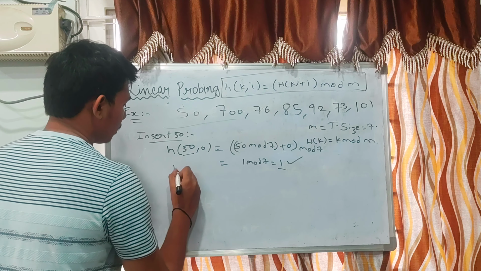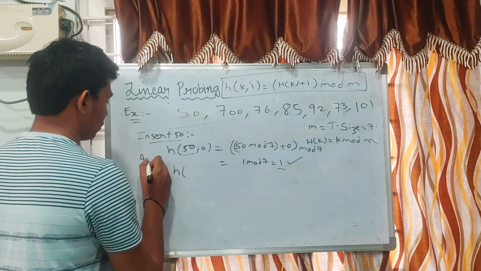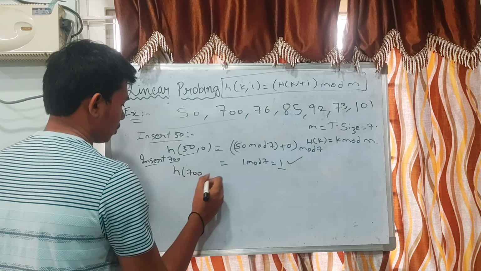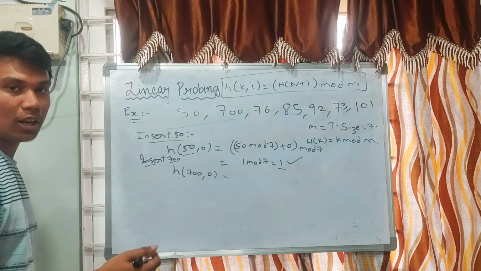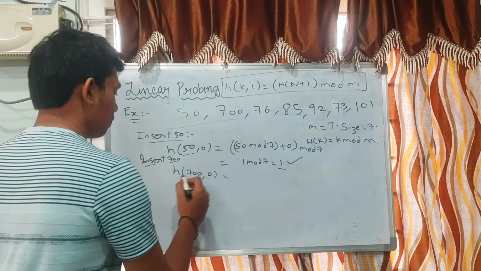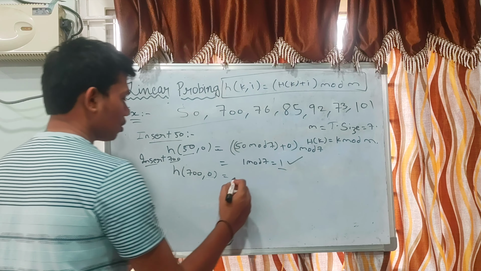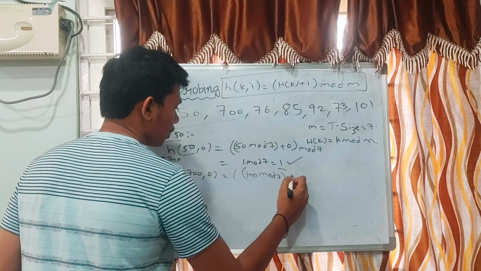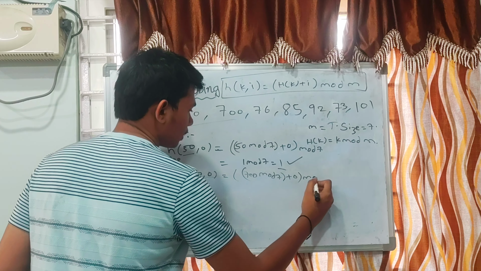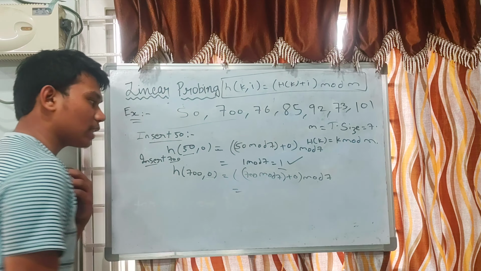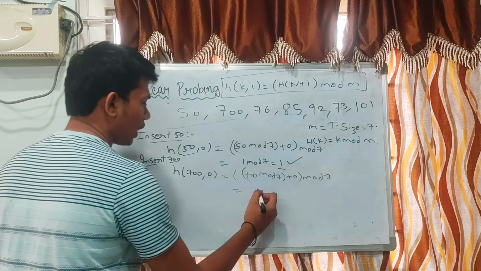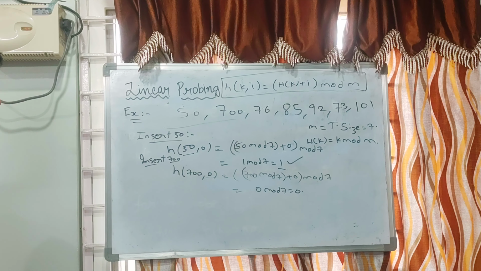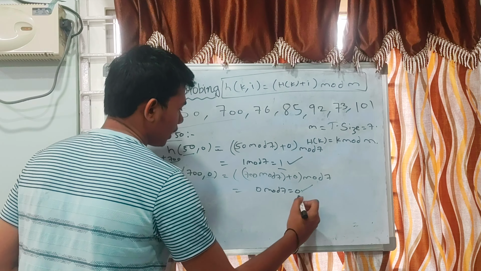Now let us insert the next element. While inserting every element, we have to start with the probe number 0. So it is 700 mod 7 plus 0 mod 7. As we know that 700 is divisible by 7, its value is 0 and 0 mod 7 is 0. So we have to place the element 700 at the 0th location.